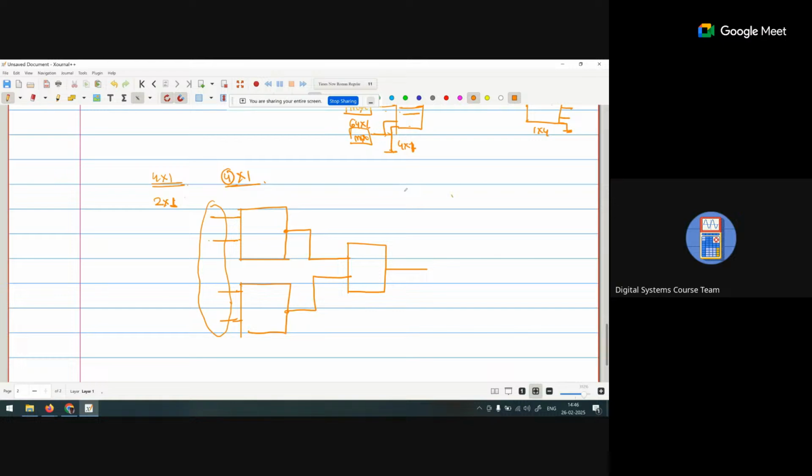Now we are talking about the select lines. For the 2x1, how many select lines are required? 1. For the 4x1, we require 2 select lines.